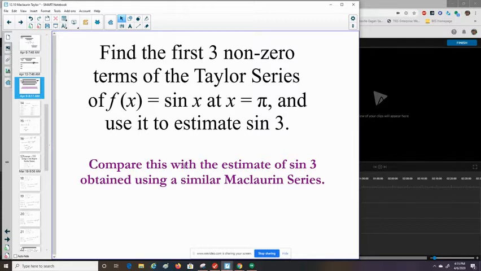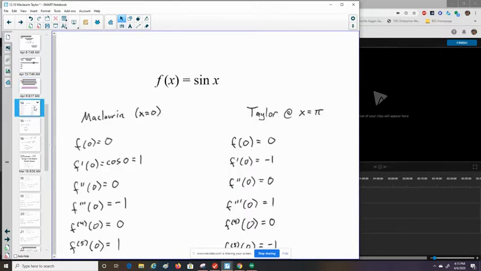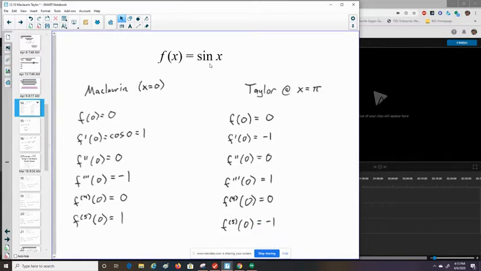I wrote out all of my work and I just scanned it so you don't have to sit here and watch my hands as I'm writing this down, but this is what my work would look like if I'm doing this problem. My function is f of x equals sine of x. And so if I want to do a Maclaurin series, I'm centered at x equals 0. The Taylor series is at x equals pi. But for both of these, I'm doing the same thing. I'm saying, what is the value of the function at 0?